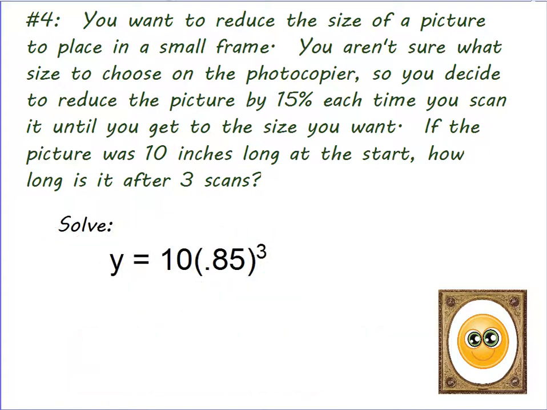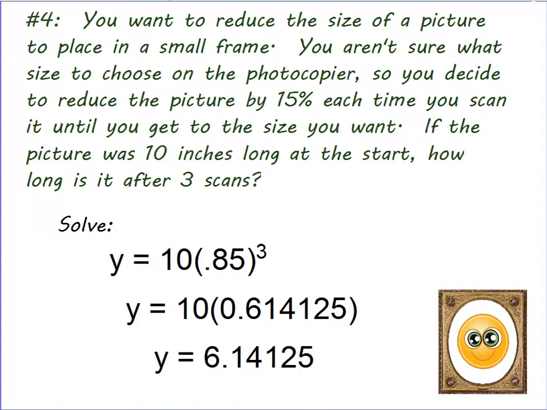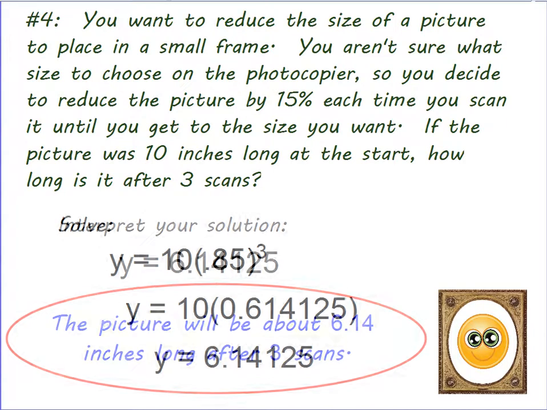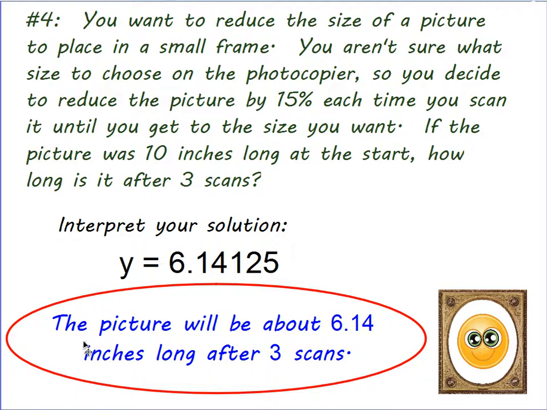Solving requires order of operations. 0.85 to the third power gives me 0.614125. Multiply that by 10, and I get 6.14125. When I explain my solution, I'm going to say that the picture will be about 6.14 inches long after 3 scans.